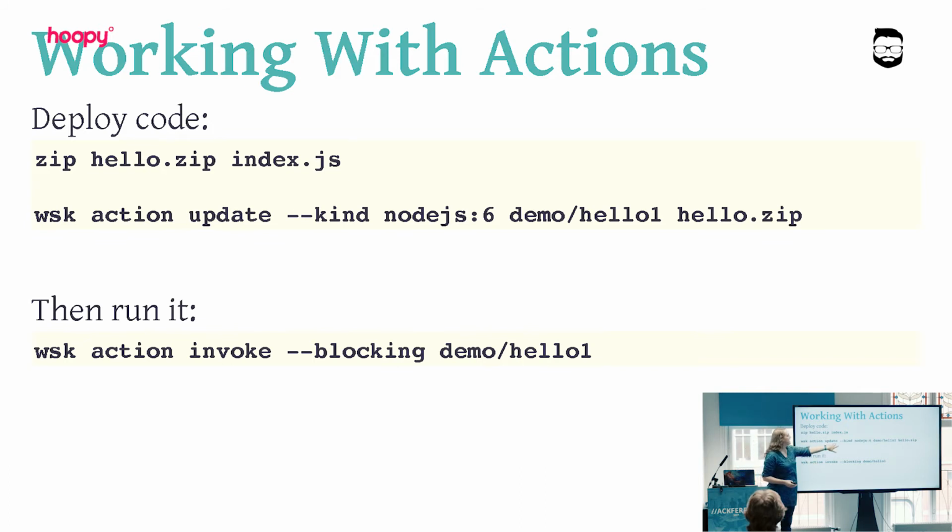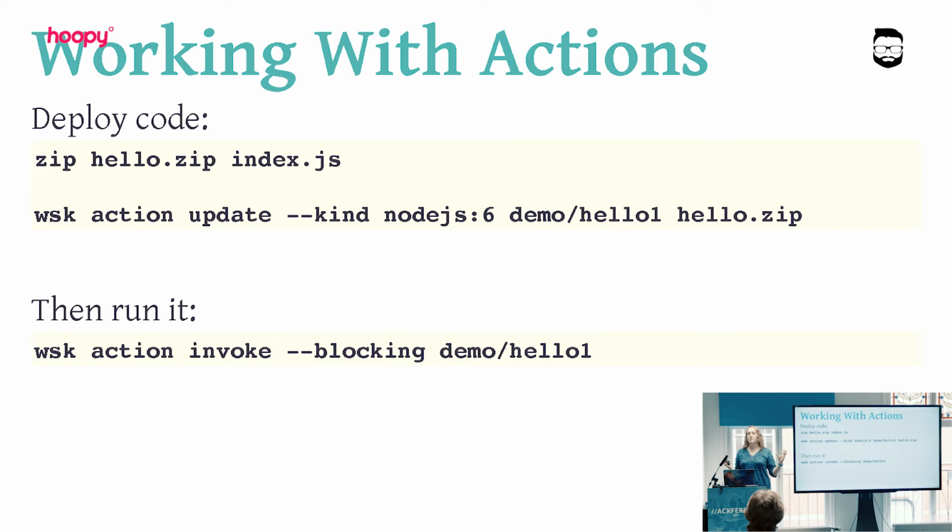Update, it's a node action. You need to specify because it's a zip file, so it can't guess. That's the action name, package name / action name, demo / hello1. And then we supply the file that we'd like to upload. So we've now deployed this into the cloud, and we can run it like this.